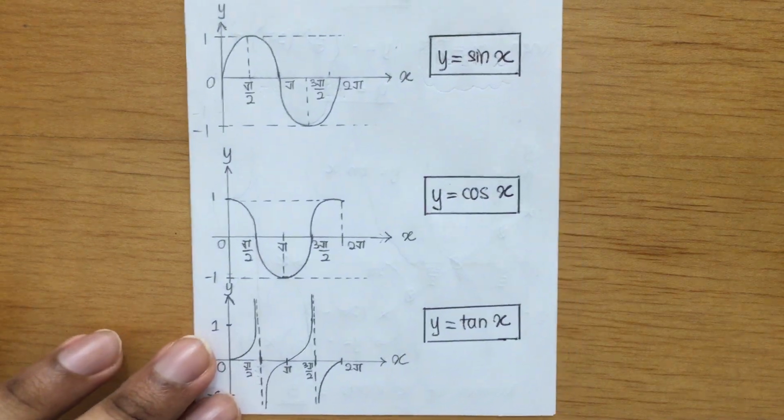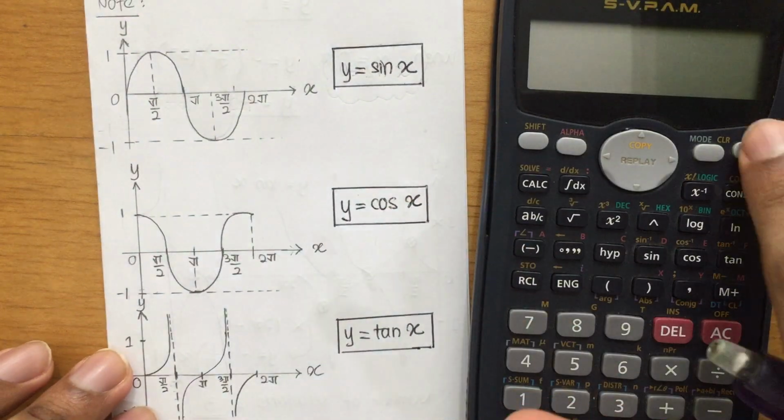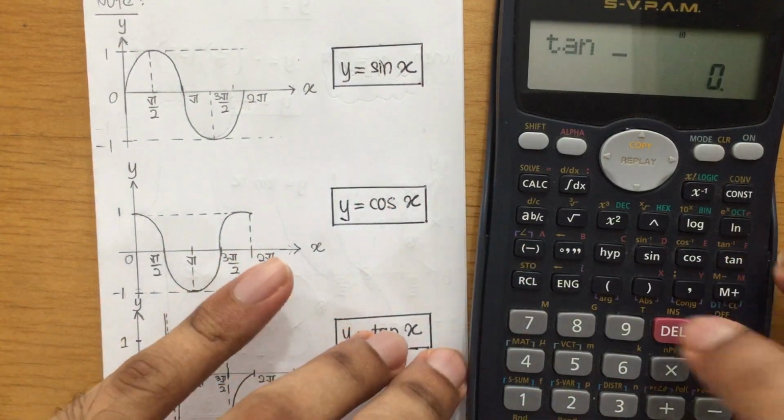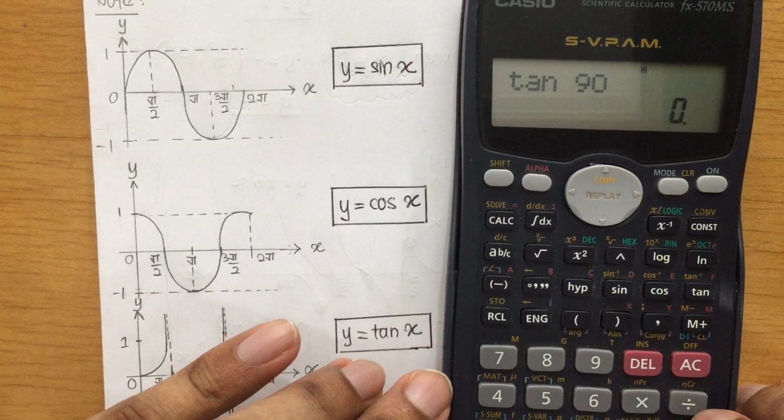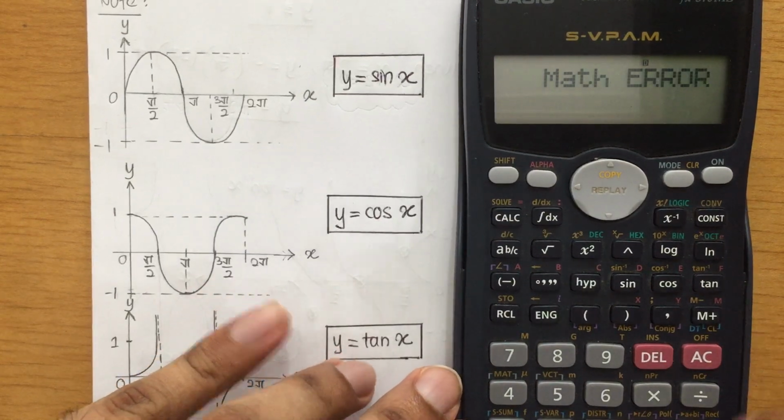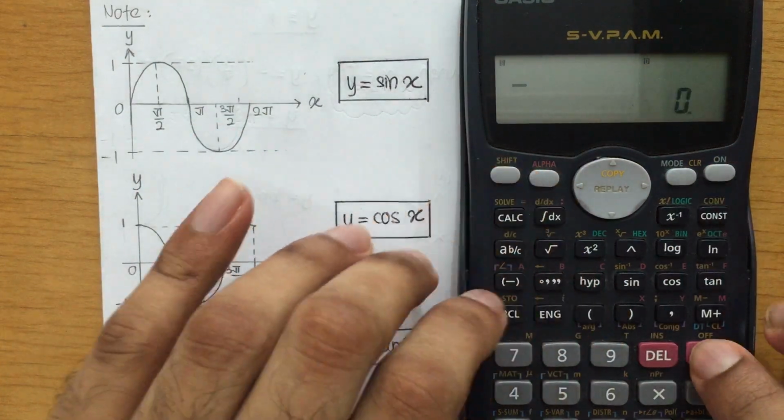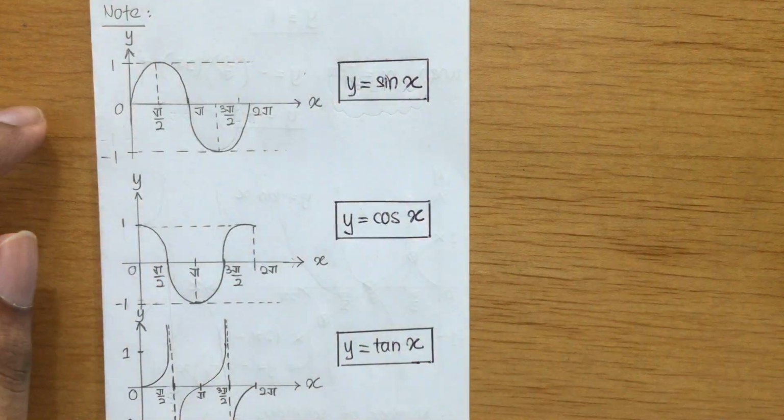Okay, let me show you the calculation for you. Okay, when you type in tangent 90 degrees, guess what you're going to get? You're going to get a maths error guys. So I hope this graph is useful to you.